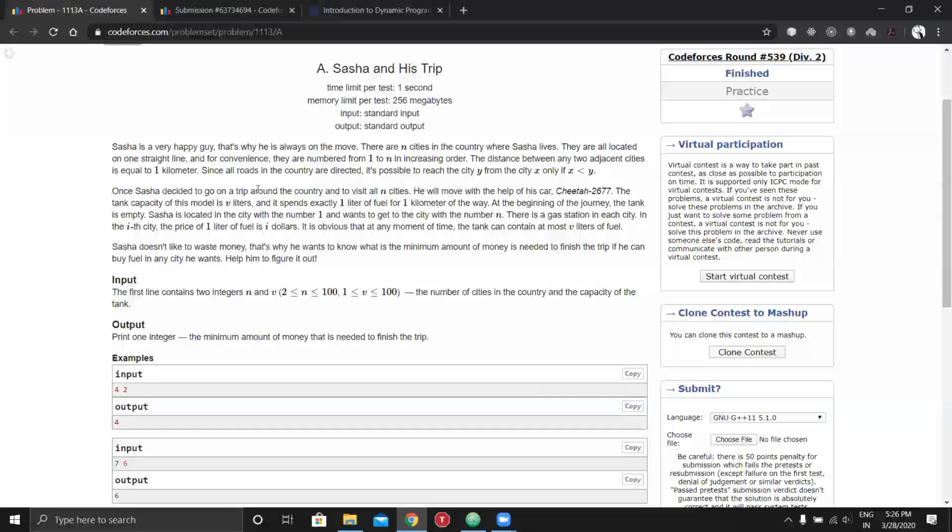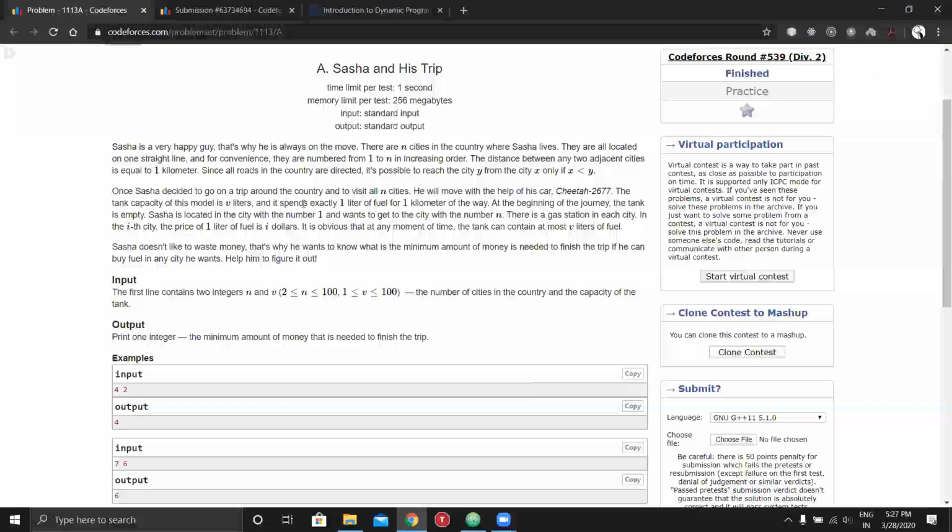Now, Sasha decided to go on a trip to different countries. So the first integer that she's going to give you is n, which is the number of cities she wants to visit. And then the next integer she's going to give you is V, the capacity of a tank. What you have to keep in mind is, first, the tank is empty. In the beginning, the tank is empty.